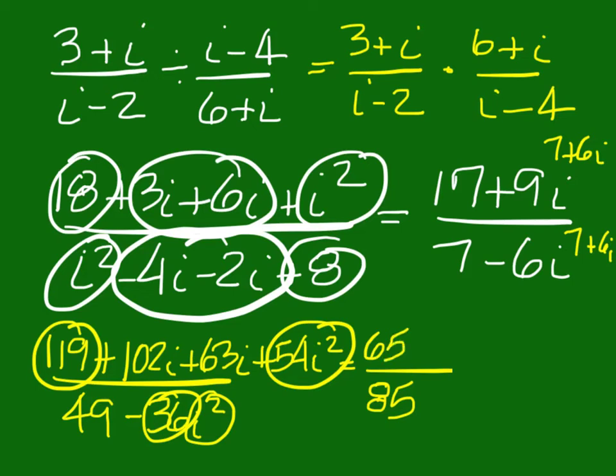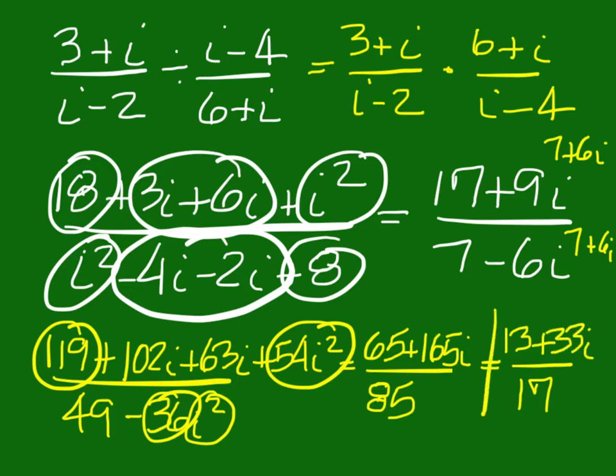And then the middle would simplify to 165i. What can I take out of all of these? You could take out a 5 and get a 17 on the bottom, 13 on the top, and a 33i beside that.